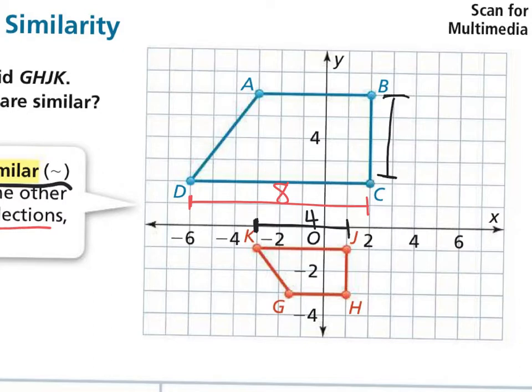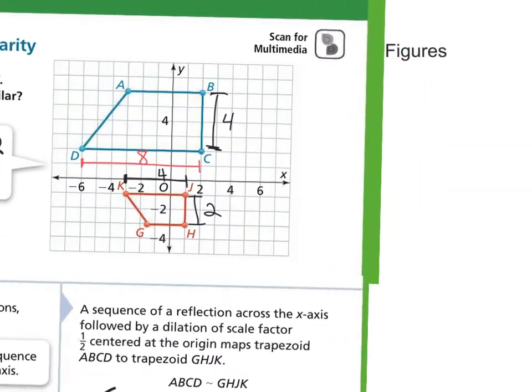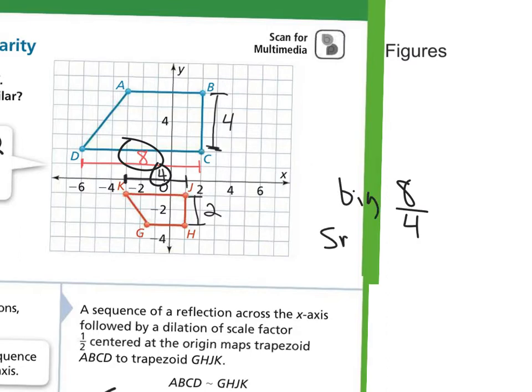We've got another side that's going straight up and down. If you count the boxes there, that's 4, and on the other one it's 2. So besides looking at all the transformations from going from one to the other, we can look at whether the side lengths are proportional. So we had an 8 and a 4. If we look at the big over the small, we had 8 over 4 and we had 4 over 2. What we can do is look at whether those sides are proportional.